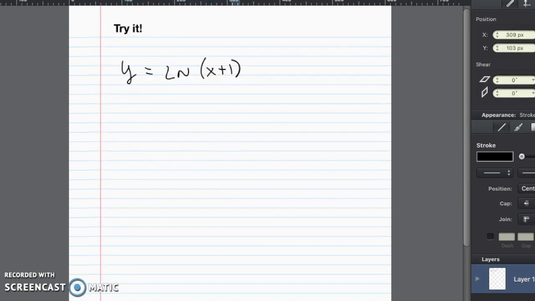So what I want you to do now is try it on your own. I have a function here, and I want you to try and find the inverse. So follow the steps that we did before, and you should be fine.